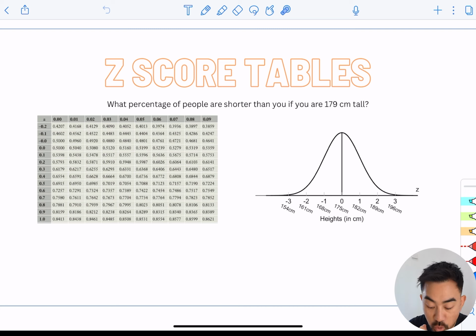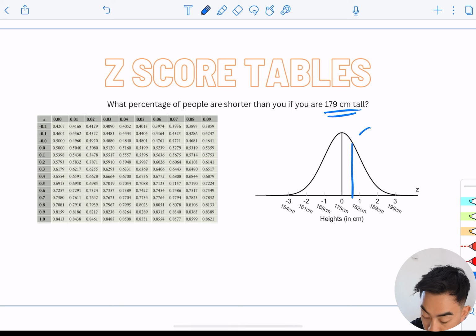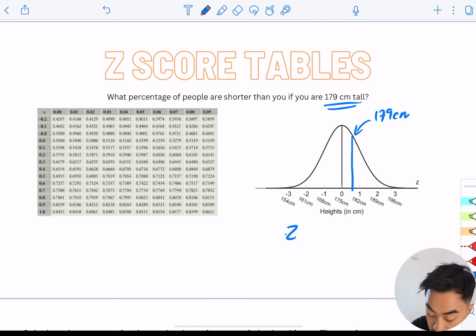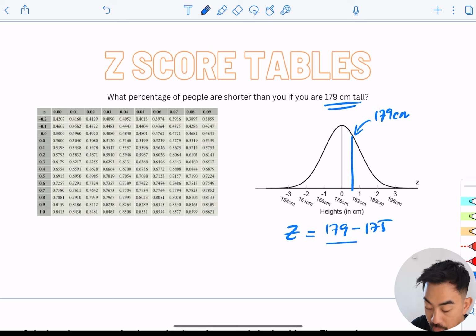So the question says, what percentage of people are shorter than you if you're 179 centimeters tall? Well, before we actually do anything, we need to work out what the z-score is for someone that height. So you can see here, if I just put in 179, it's probably going to be around this mark here. So the z-score should be somewhere between 0 and 1. So z is equal to 179 minus the mean, which is 175. That's in the middle. And what's the standard deviation? Well, remember the standard deviation is just the actual number distance from each z-score. So in this case, what's it going up by? It's going up by 7 centimeters.